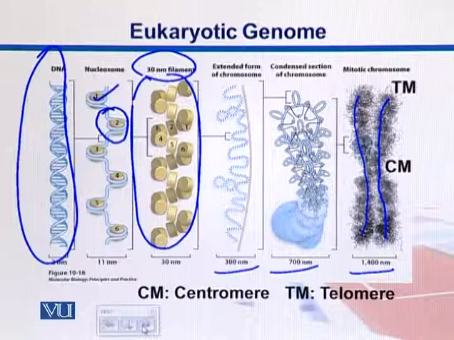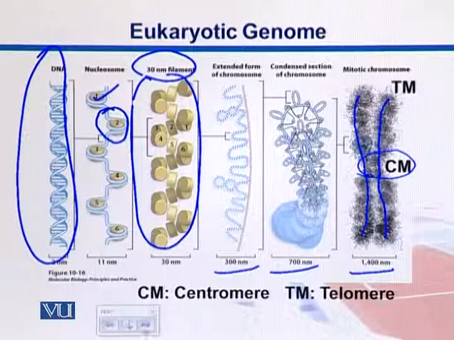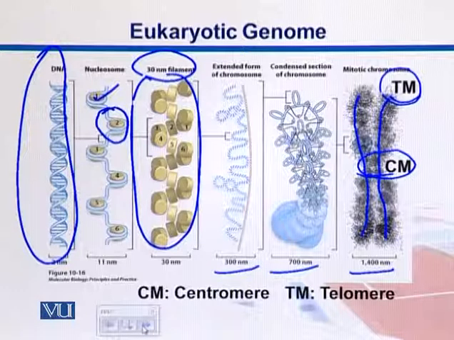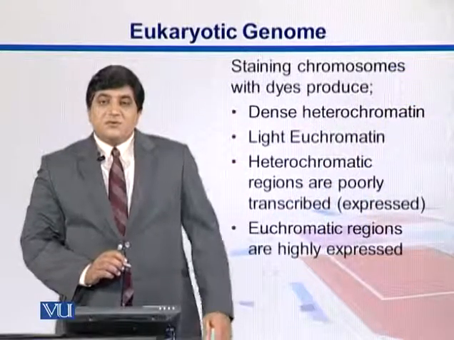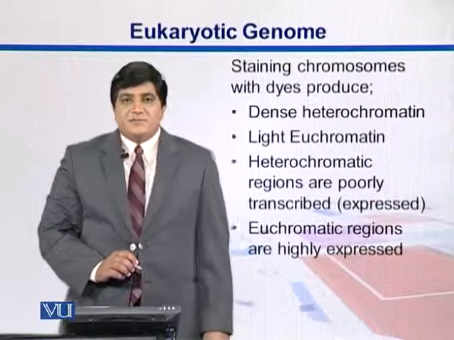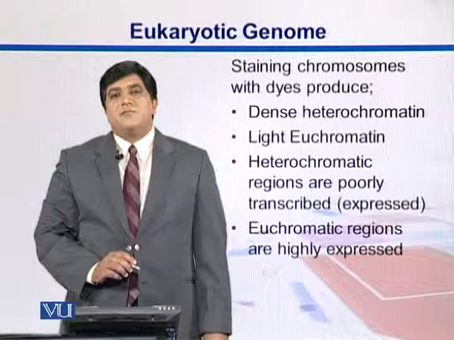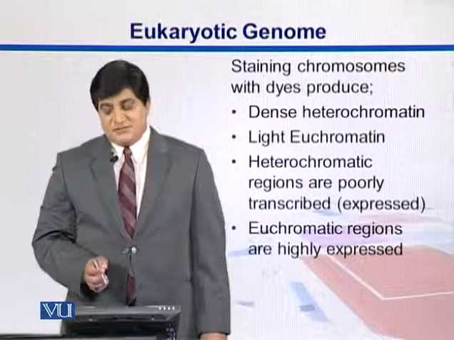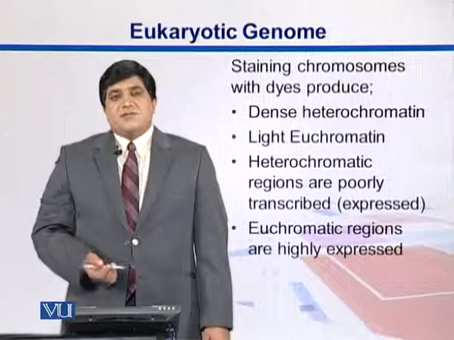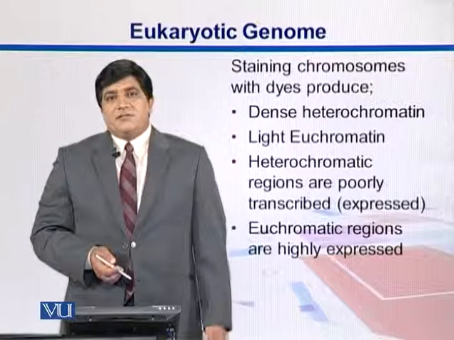Remember, this is just one chromosome, but we have two chromatids. And then somewhere in the middle we see a constricted part, we call it the centromere. So the middle part of the chromosome we call the centromere, whereas the terminals we call telomeres. Please remember this nomenclature while we are discussing the heterochromatin and euchromatin parts. So chromosomes, if they are stained with dyes, give different coloring patterns. We can come up with dense heterochromatin regions, and light regions, which are called euchromatin regions.